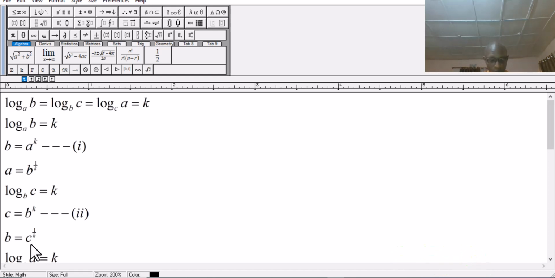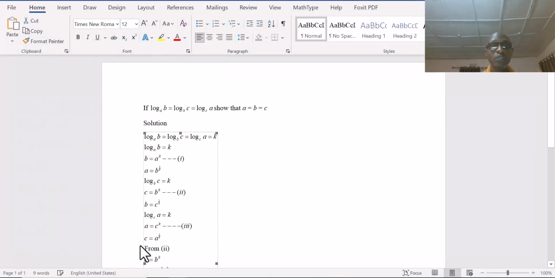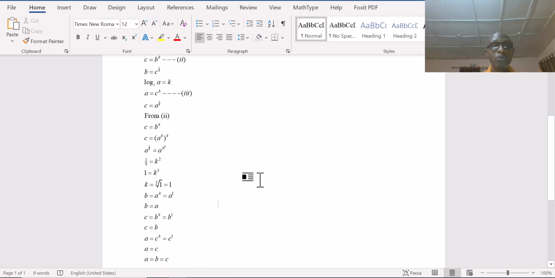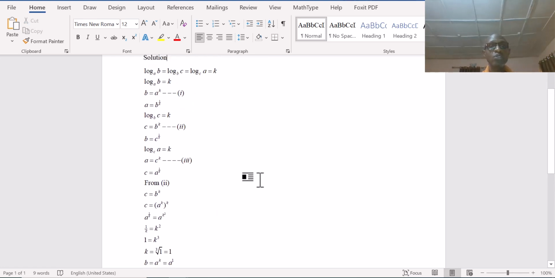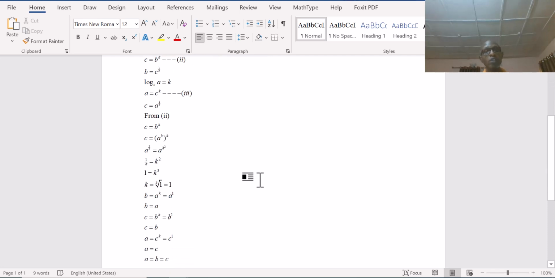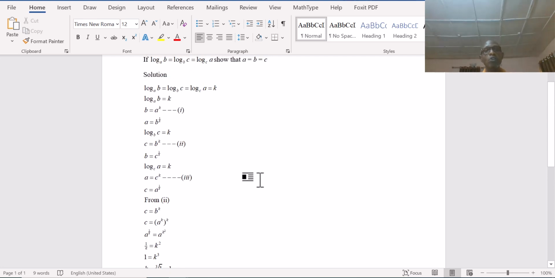So let's see how the full solution is. So that's it. So we've been able to show this. So go over it again, and I believe you will really like solving problems like this.